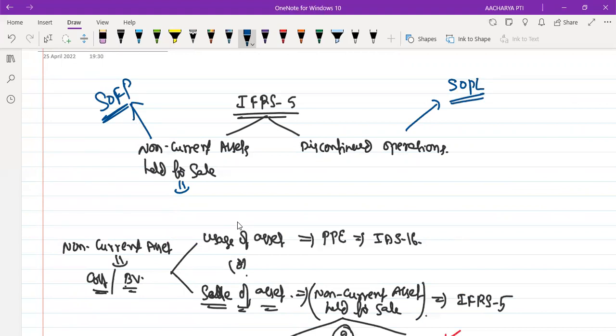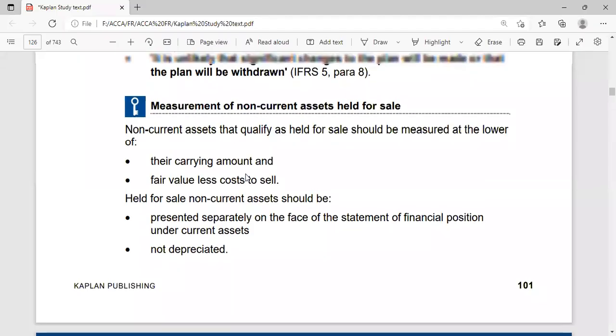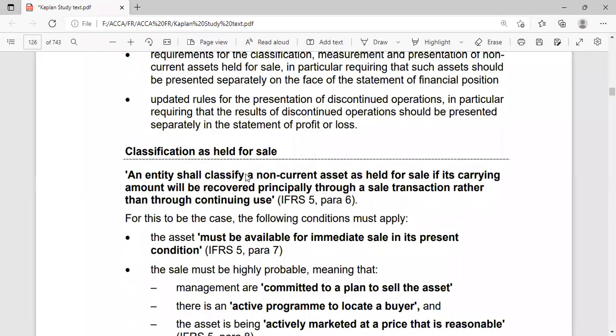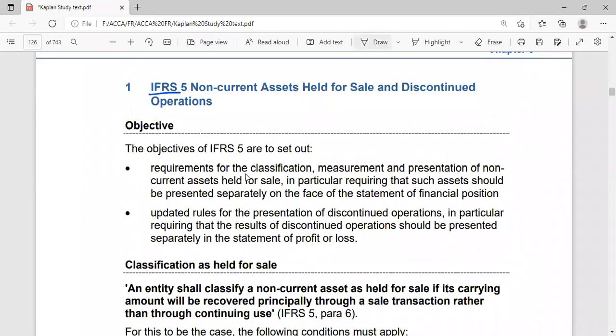But the amount required to be added or reduced from the continued operation is nothing but profit after tax from the discontinued operation. Profit after tax from the discontinued operation is added or reduced from the profit from the continued operation, then we get what? Total profit or loss for the current year. Okay, so this is IFRS 5.